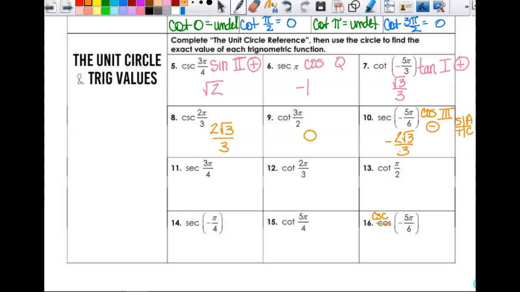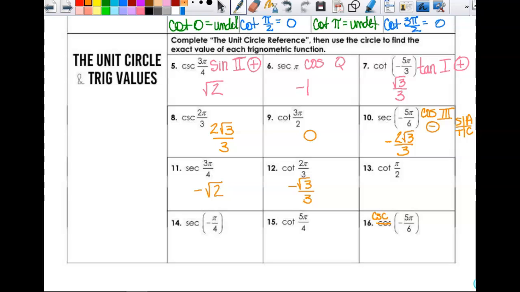Thank you. All right, so number 11, Sitlali, what'd you get? Negative square root of 2. Very good. Everybody okay with that one? Michelle, again, what'd you get for number 12? Very good. Then 13, Jeremiah, what'd you get?